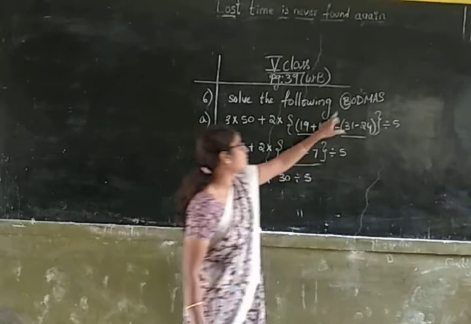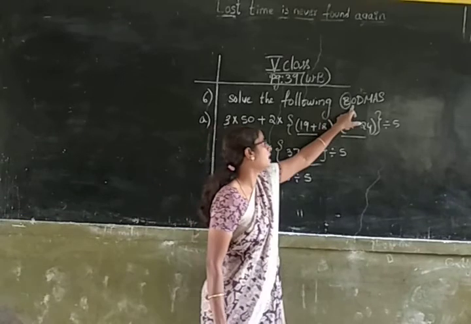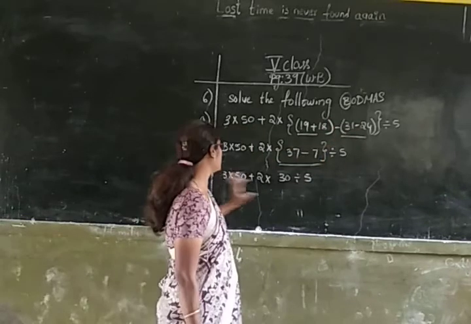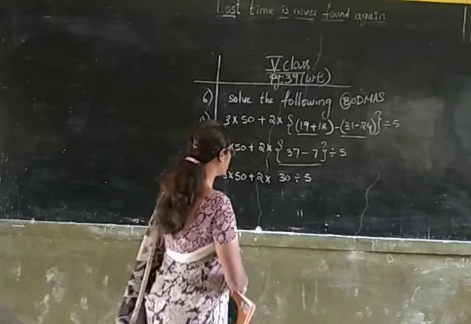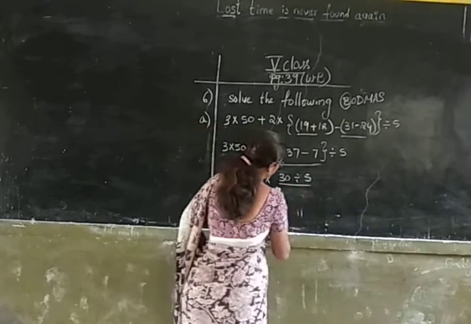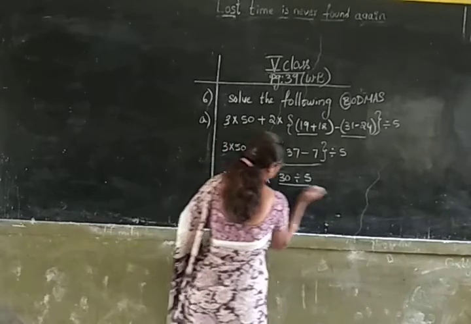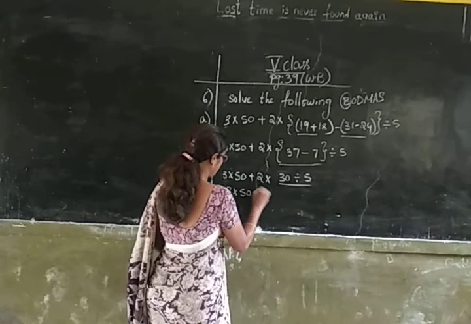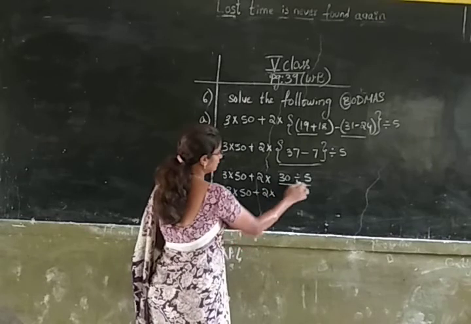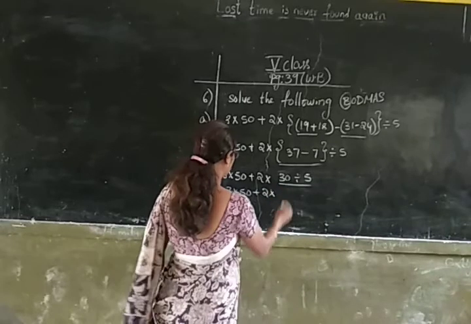So after solving the terms in the bracket, we have to see for the off. But there are no terms with off. So next we have to move to the division. Here it is given 30 divided by 5. So first we have to solve the terms with division. 3 into 50 plus 2 into 30 divided by 5 is 6.